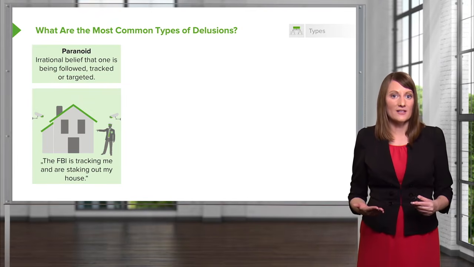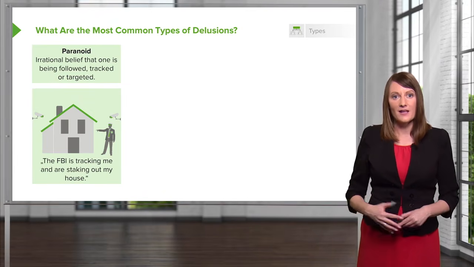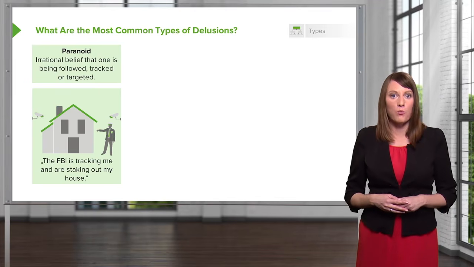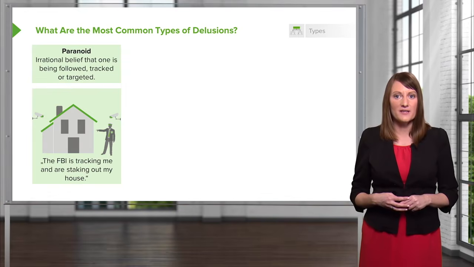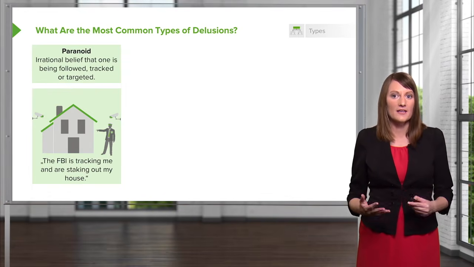So one delusion is paranoid thinking. This is an irrational belief that one is being followed, tracked, or somehow targeted. Here's an example. A patient thinks, the FBI is tracking me and they're stalking my house.